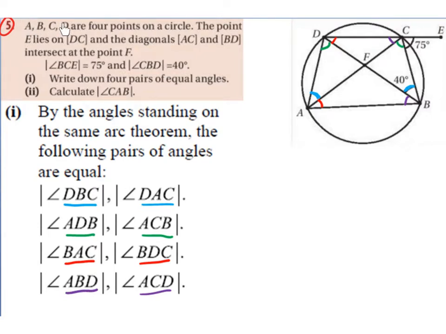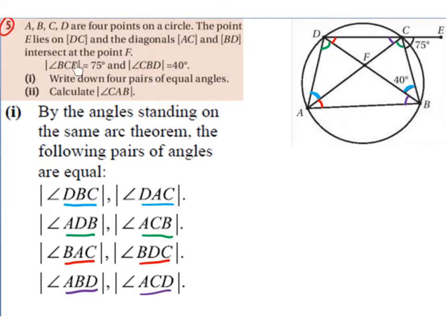A, B, C and D are 4 points on a circle. So here's our circle, A, B, C and D. The point E lies on DC. And the diagonals AC and BD intersect at the point F.